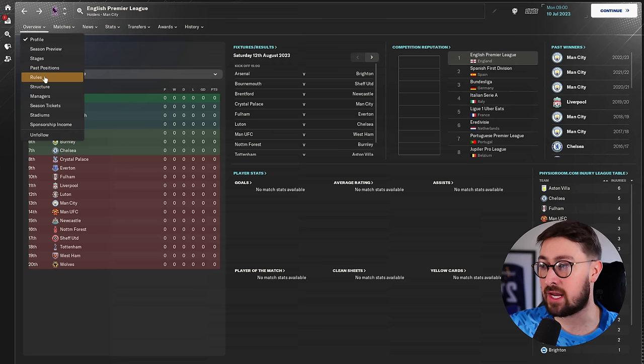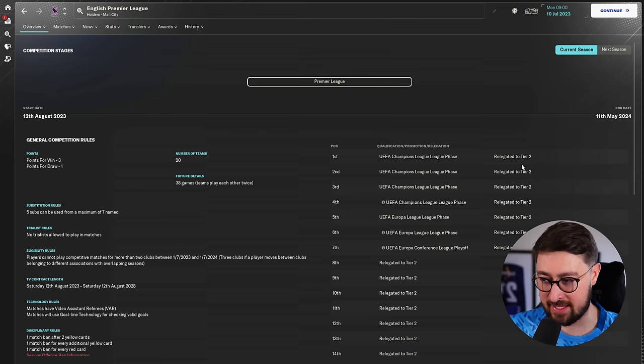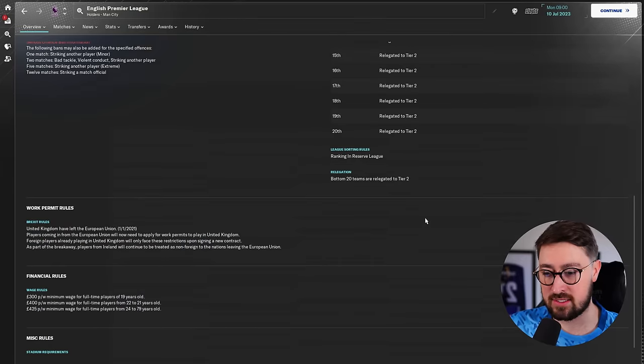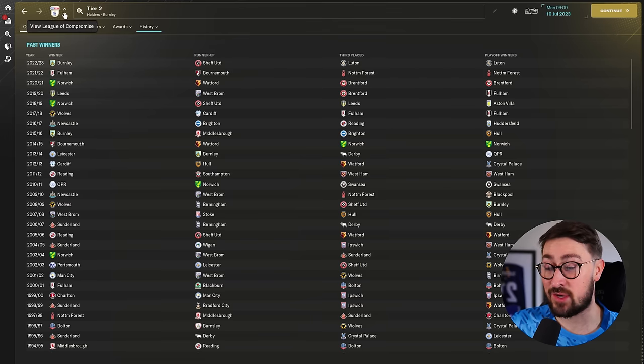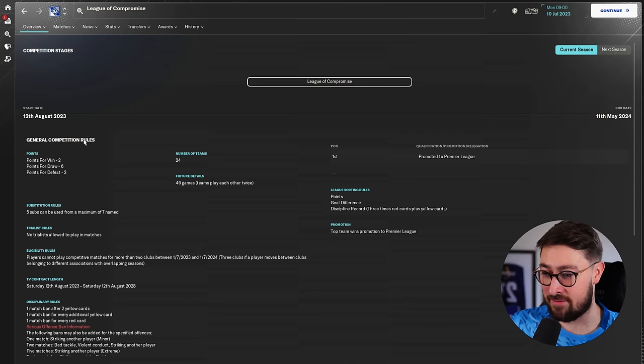Anyway, I went to the Premier League and I looked at the rules and I saw that actually, yes, everybody does get relegated to tier two. Yeah, all go to tier two from here. Relegation, bottom 20 teams are relegated to tier two. And then if you scroll down to tier two, this is what tier two looks like. You have the different leagues.